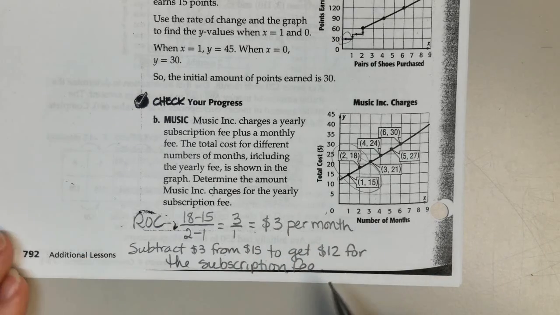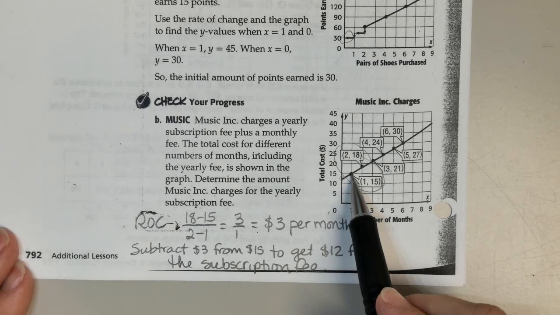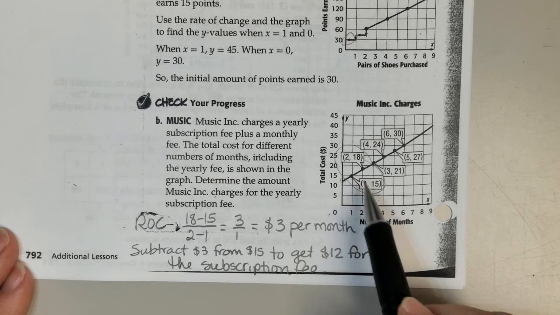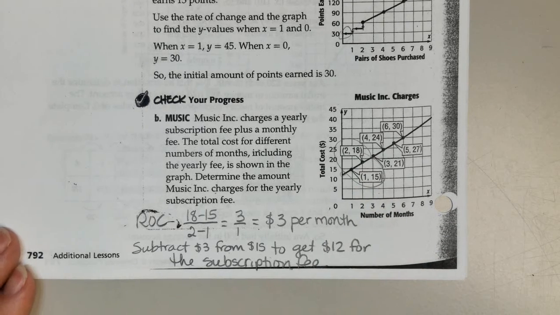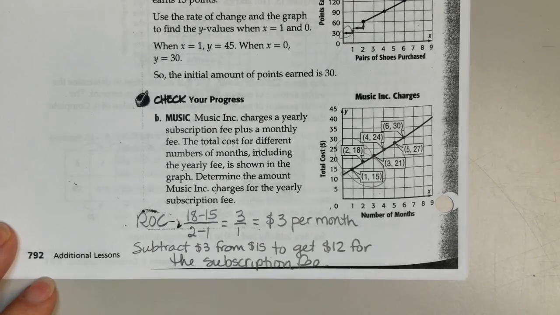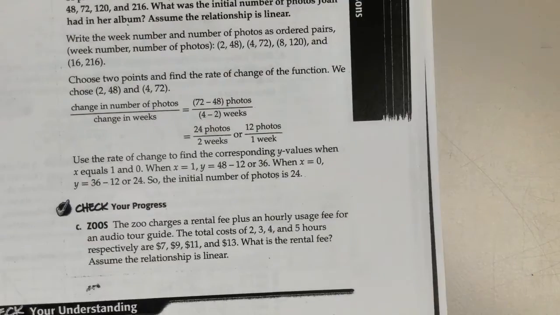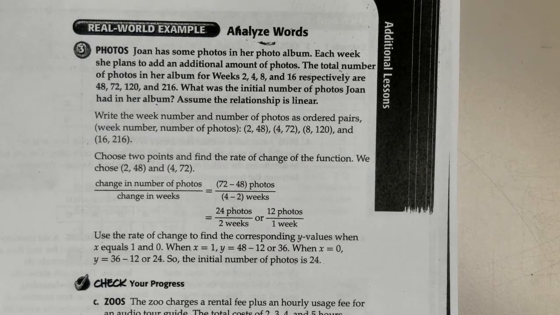Okay, so I knew that at 1 month they were being charged $15, and so I knew 3 of that was for 1 month, so the rest of it, the 12, would be the initial subscription fee. Okay, let's look at the next example. Now this is where you're going to be able to analyze words, and I'll just go ahead and tell you the easiest way to do this is to make a little table so that you can see how the numbers line up.